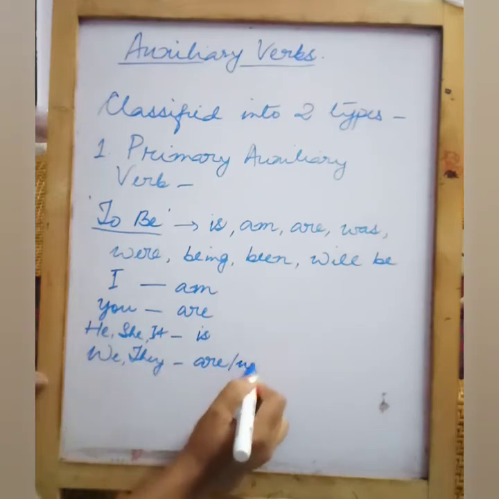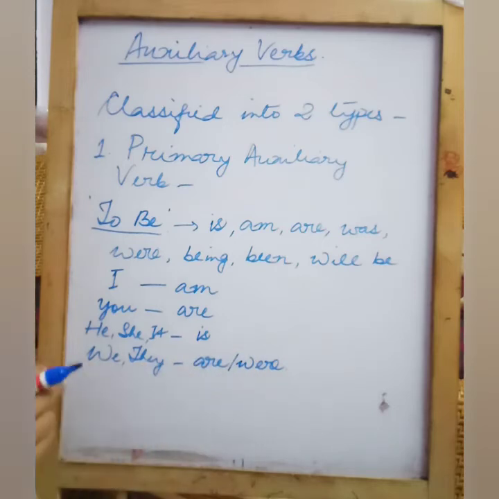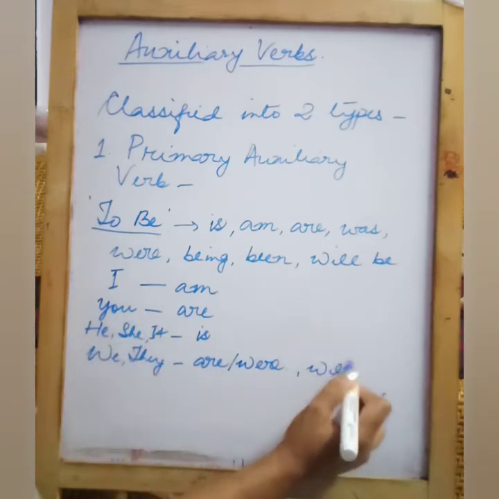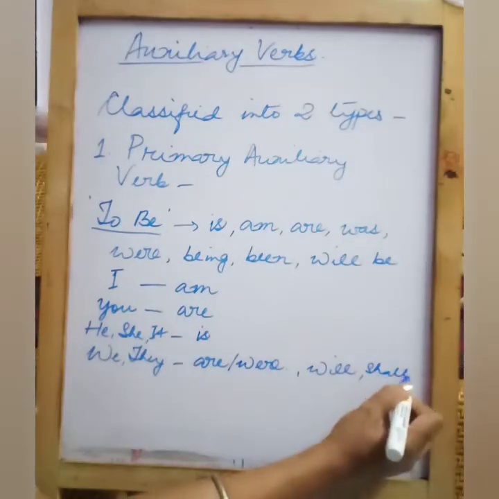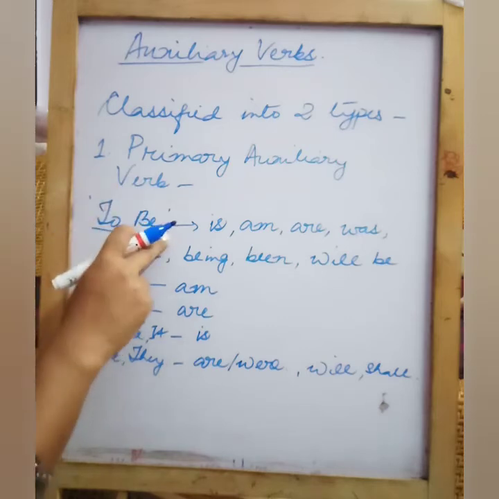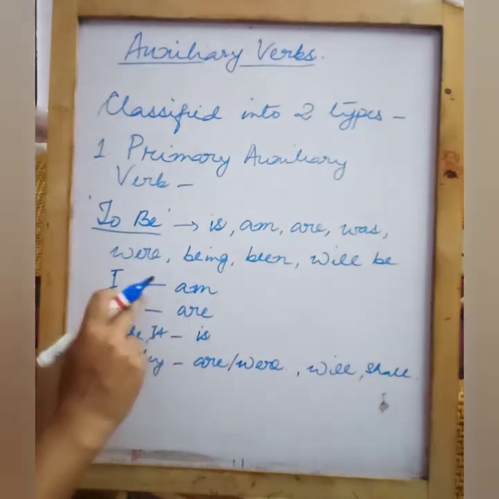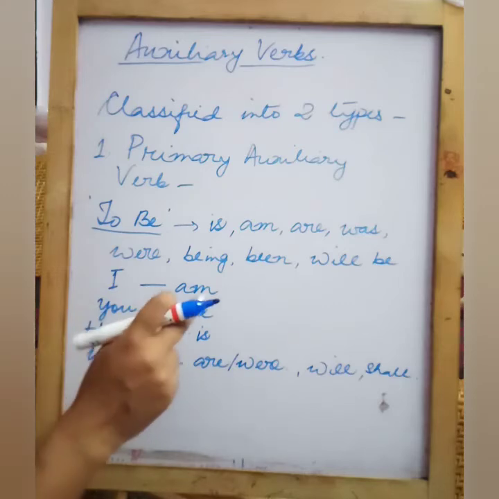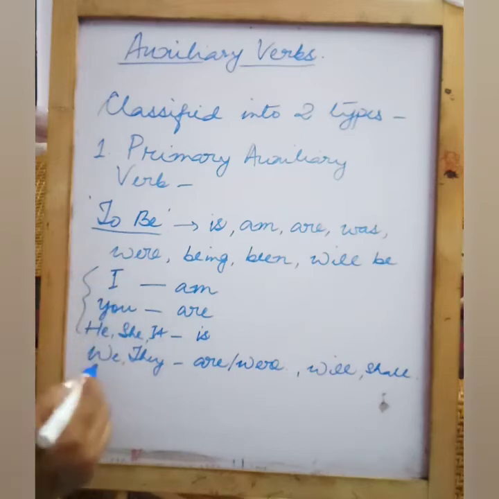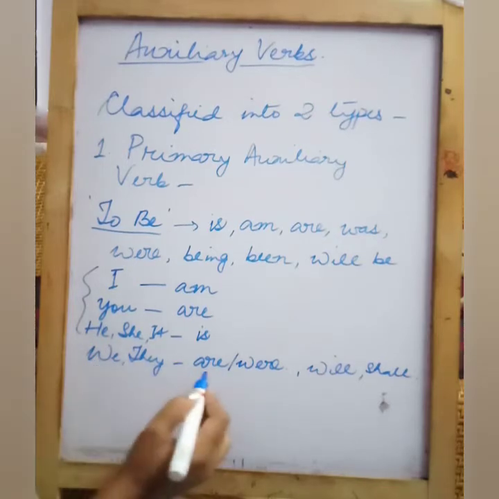For the past tense, we can use were, isn't it? And for future tense, we can use will, shall. Alright. So this is the form of the to be verb. With I we use am. With the second person we use are. With third person he, she, it, is. So these three are singular, isn't it? Singular present tense. And this is plural present. With plural present we use are.